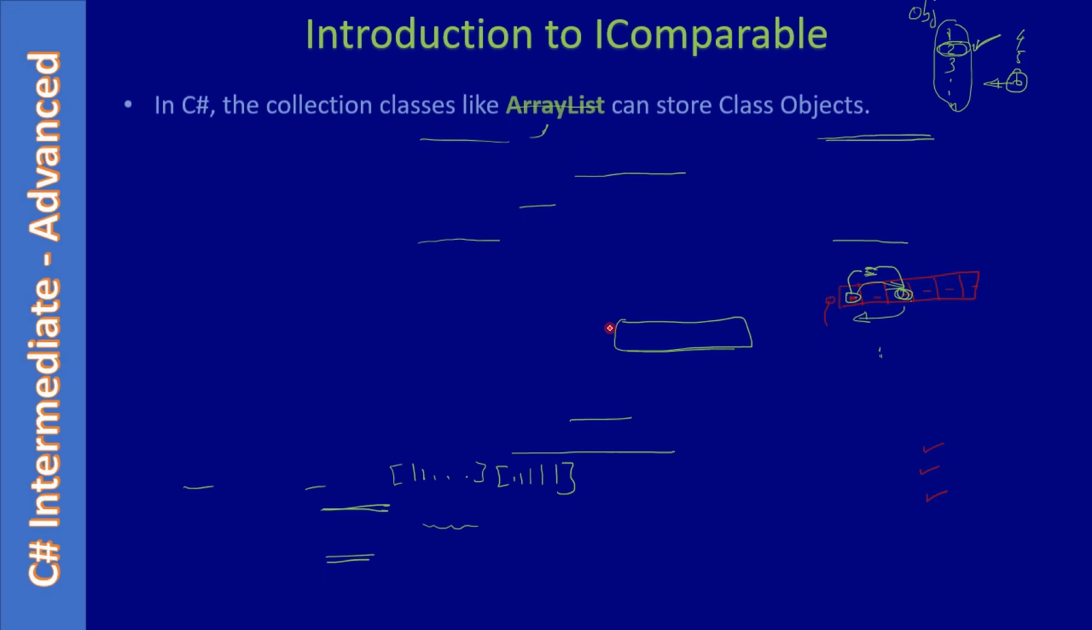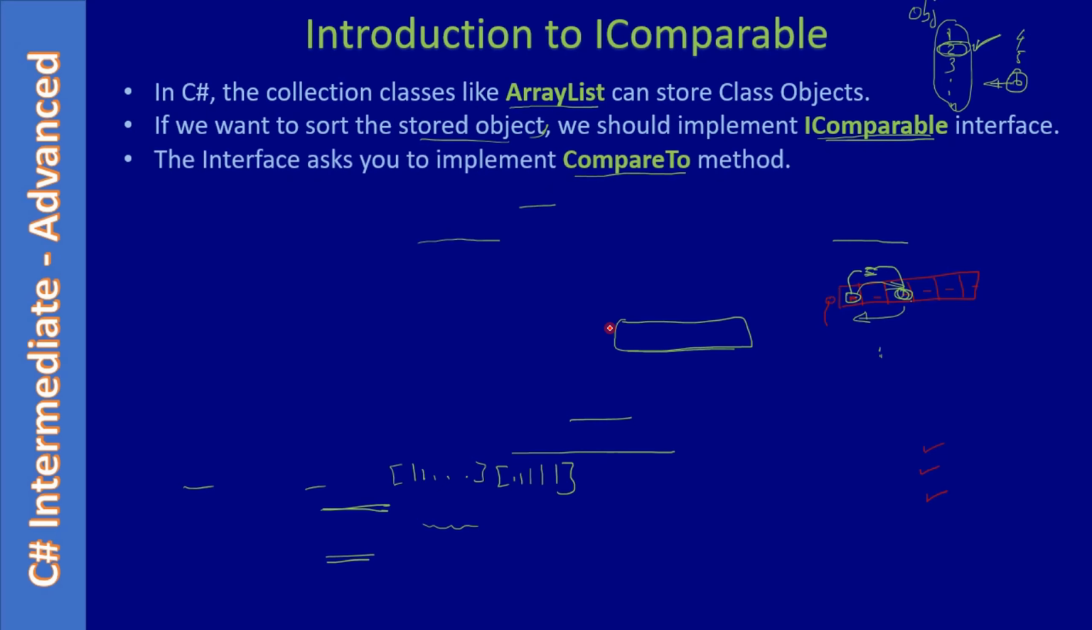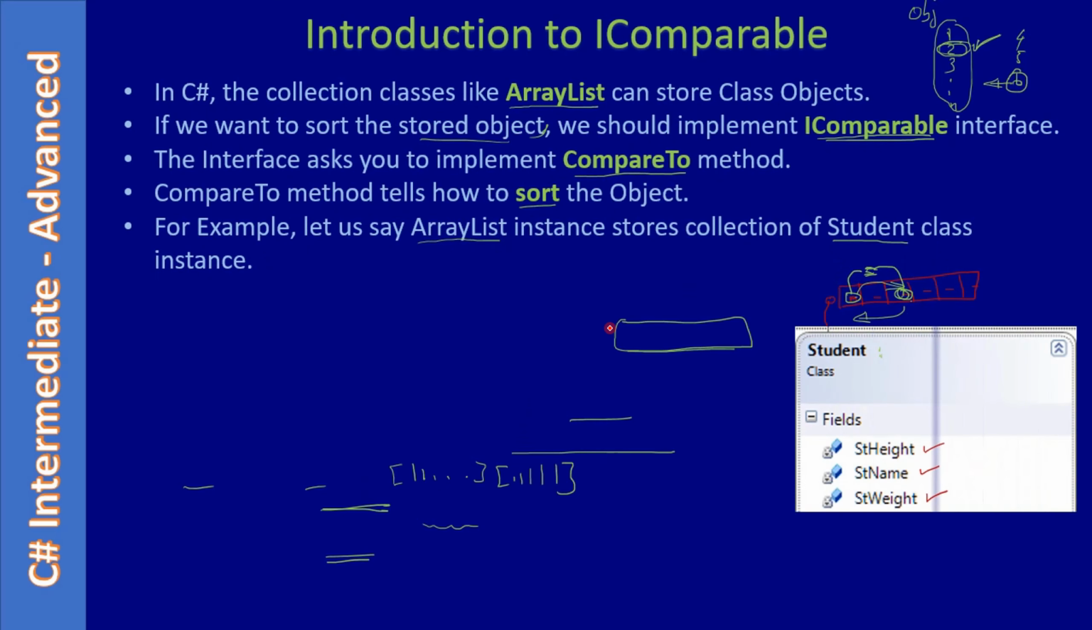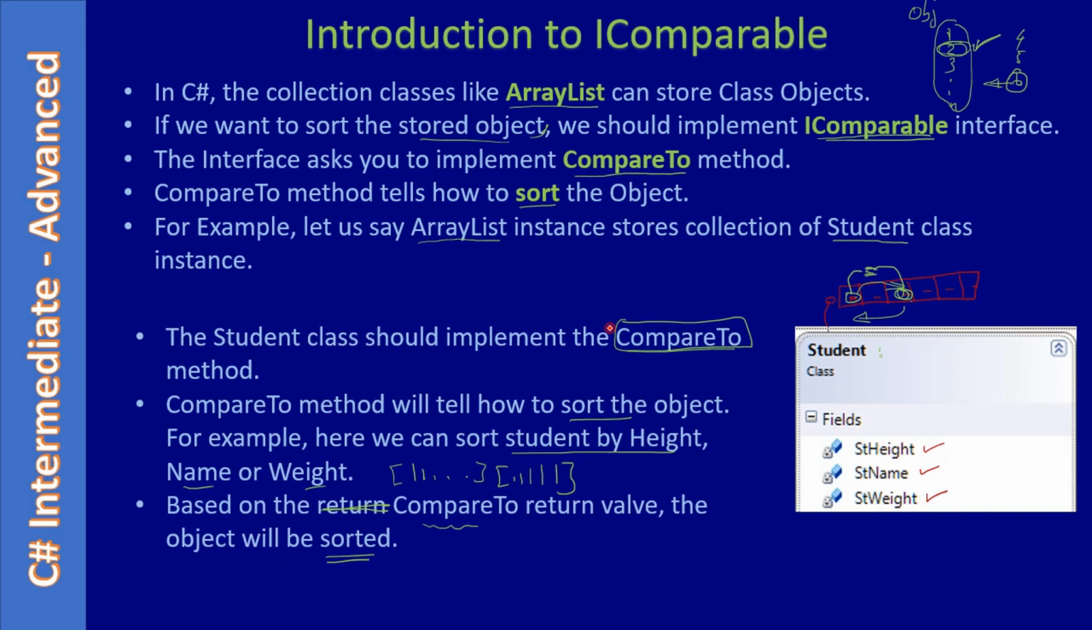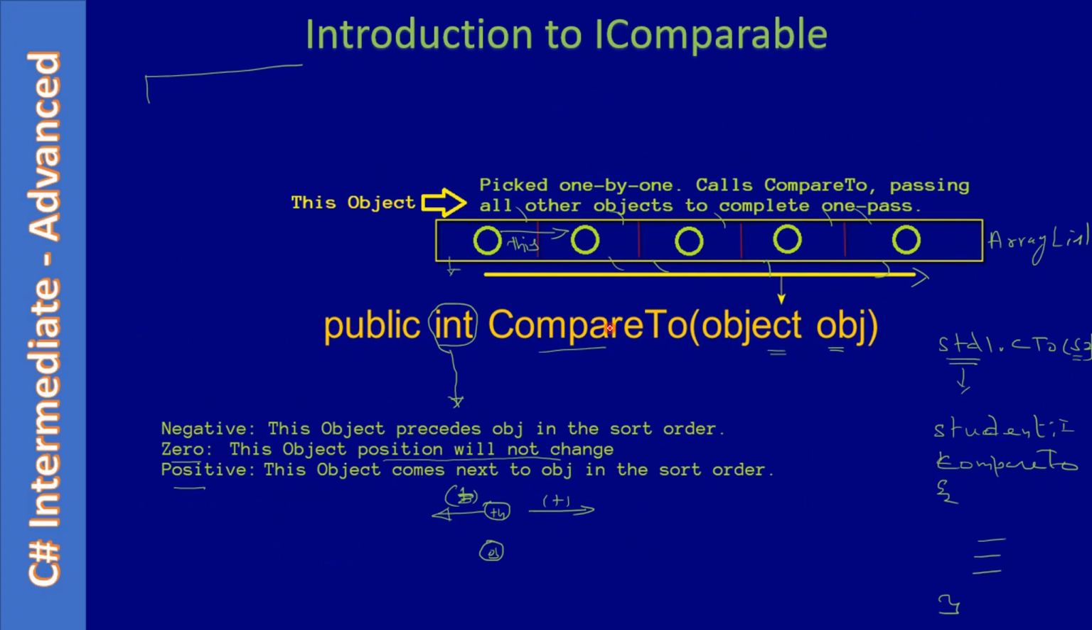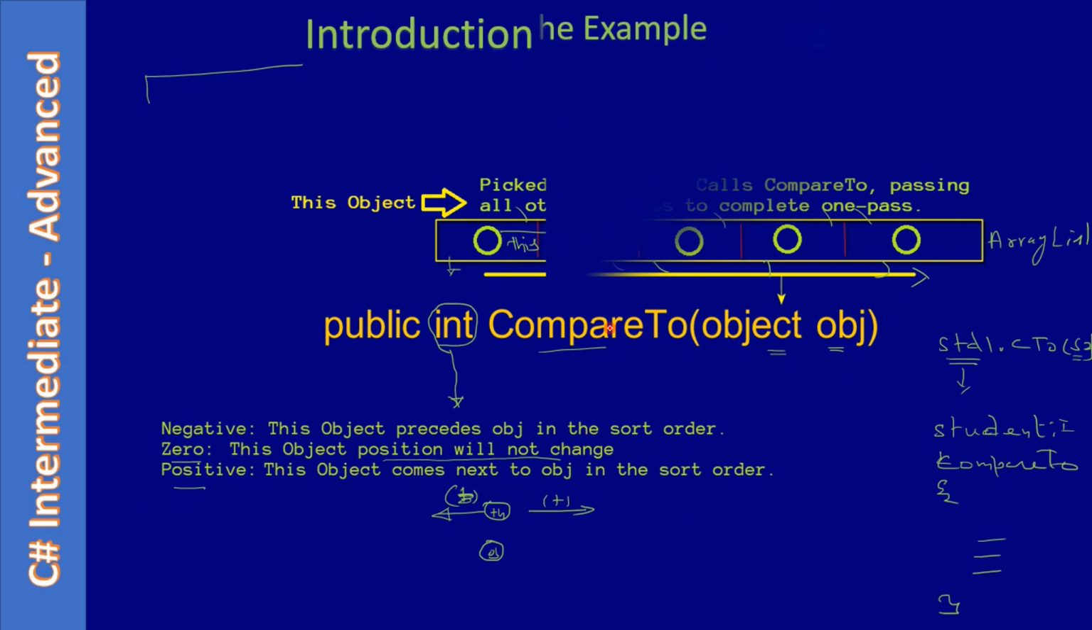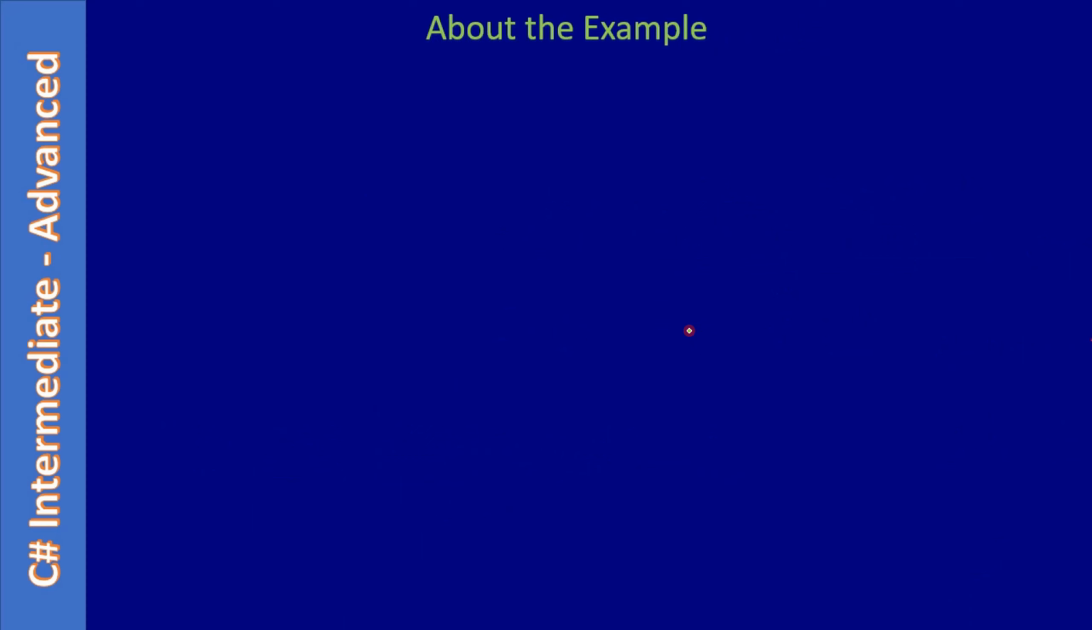These are the slides from the previous part. First we learned about the IComparable interface. We also talked about how the compare_to method works. Now let us talk about the example.